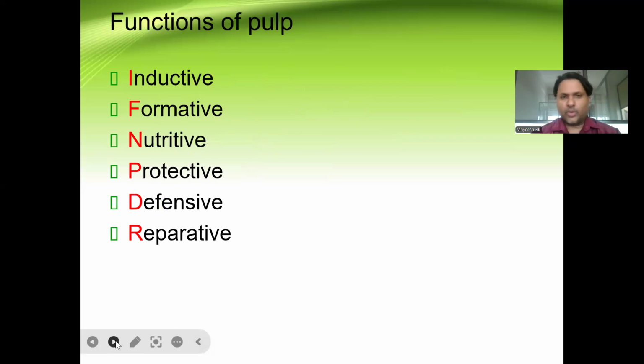Now, this is a very important question, the functions of the pulp. It's asked in the university exam as a 3-mark question. So you need to remember the headings first. So you have basically inductive function, formative, nutritive, protective, defensive, and reparative. So now we shall discuss few points regarding each of these functions.